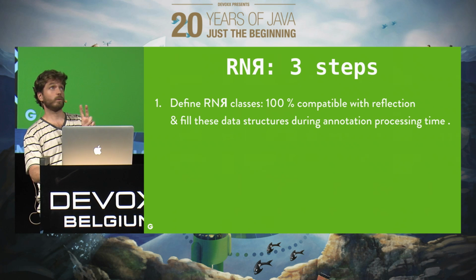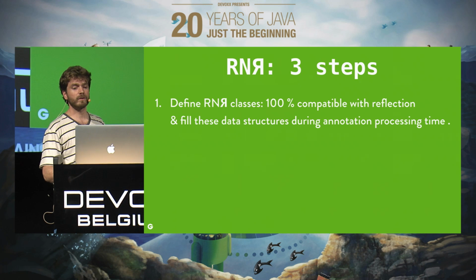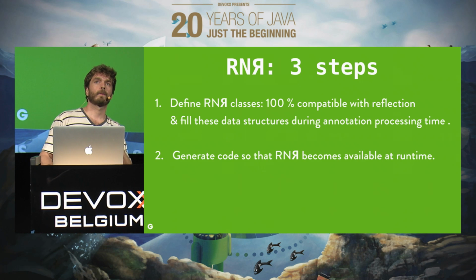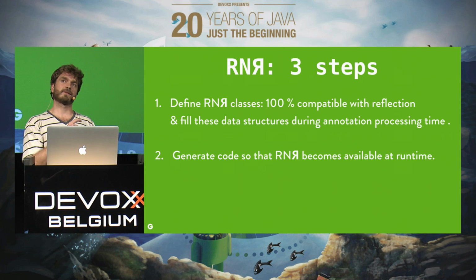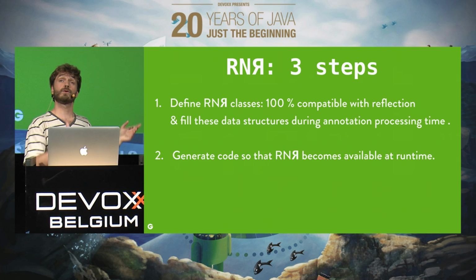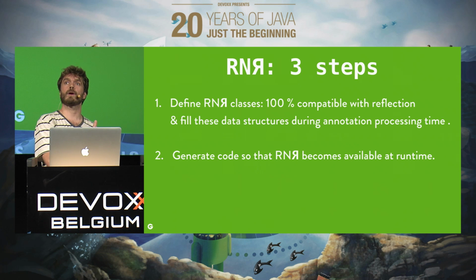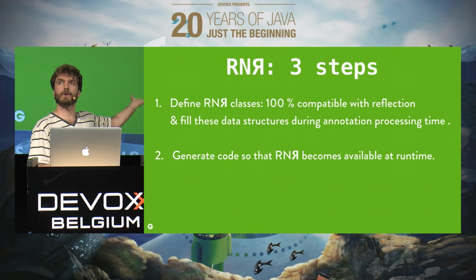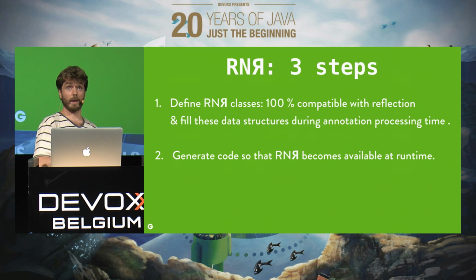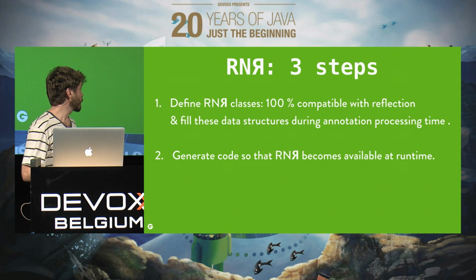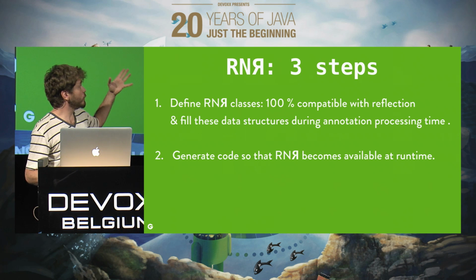The second step is once you got those R&R classes, then you could generate them. So if you generate those classes, then it will be possible to use the R&R classes at runtime, not only at annotation processing time, but during runtime as well. So you generate the code of the classes that you've been able to build during annotation processing, and you expose them to the runtime so they become available for the application itself in the same way as reflection is available. So we could do that.